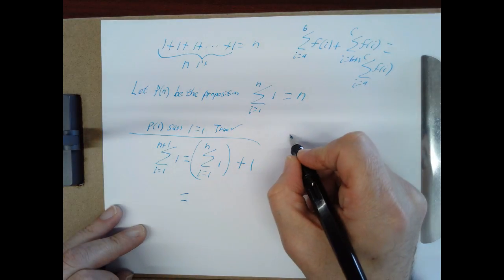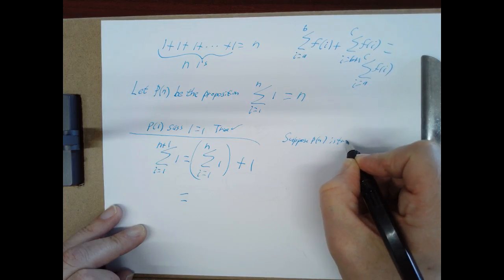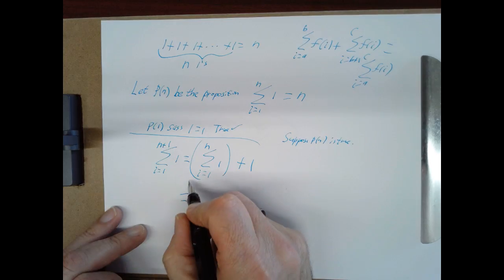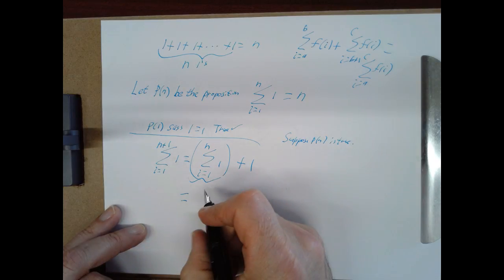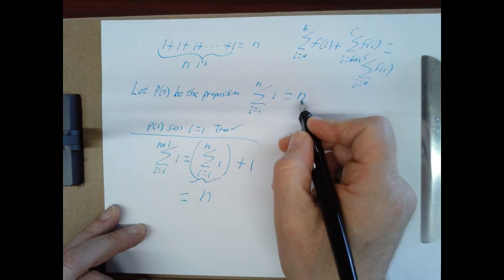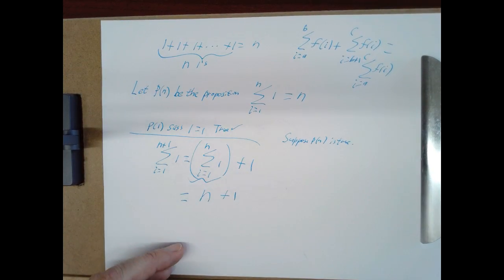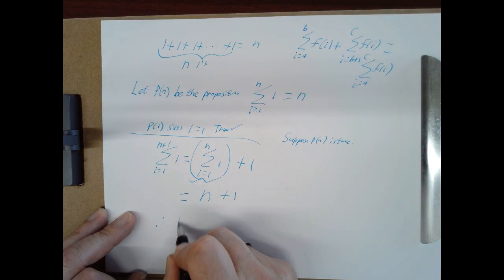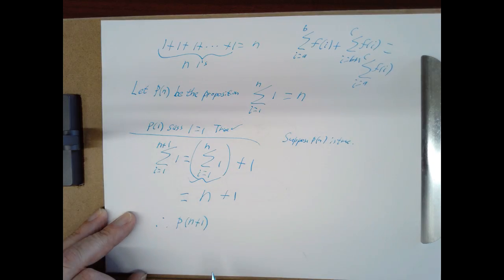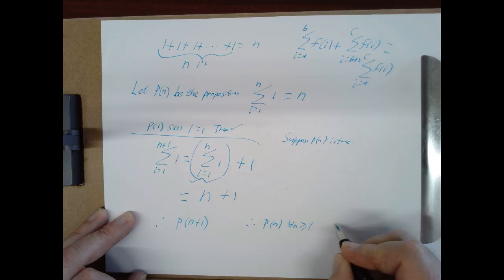So let's suppose P of n is true. Well, if P of n is true, what is this summation equal to? It's equal to n, because P of n says that summation from 1 to n of 1 is equal to n. And so that summation from 1 to n plus 1 is equal to n plus 1. And that's exactly what P of n plus 1 says. Therefore, P of n for all n bigger than or equal to 1 by mathematical induction.